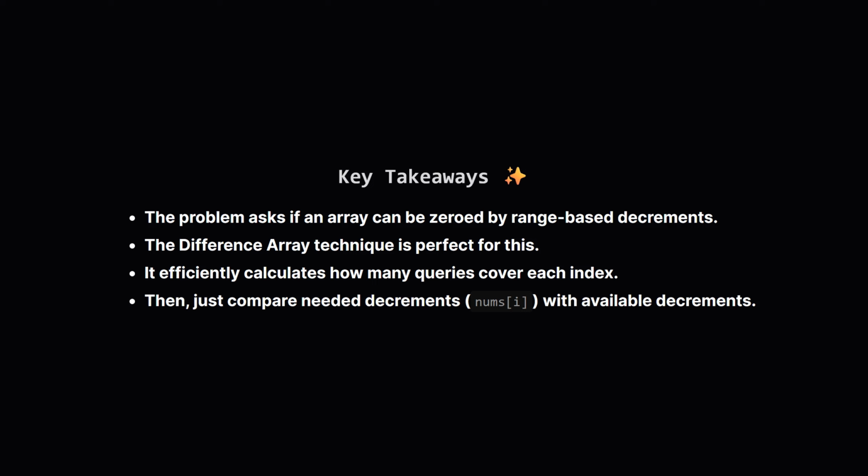So, to wrap things up, the core of this problem was figuring out if we could turn all numbers in a list to zero, using a series of operations that affect ranges. The key idea was using the difference array technique. This let us efficiently count, for every position in our list, how many queries actually cover it. Once we had that count, it was a simple comparison. Is the number at a position greater than the number of ways we can decrement it? If so, it's a no-go. Otherwise, we keep checking. This method is much faster than trying to simulate everything directly.